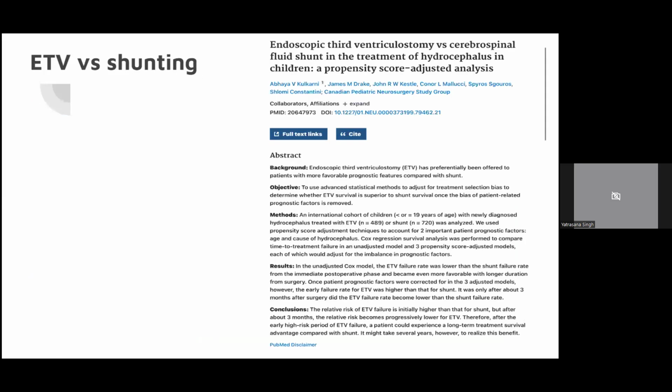I included a screenshot of the abstract from Kulkarni's paper, where he did a study on endoscopic third ventriculostomy versus CSF shunt in the treatment of hydrocephalus in children. And the conclusion basically stated that the relative risk for ETV failure was initially higher than that for the shunt, but after a three-month period, the risk became progressively lower. So there's an early high-risk period of failure, but afterward, a patient could experience a long-term treatment survival advantage compared with a shunt.